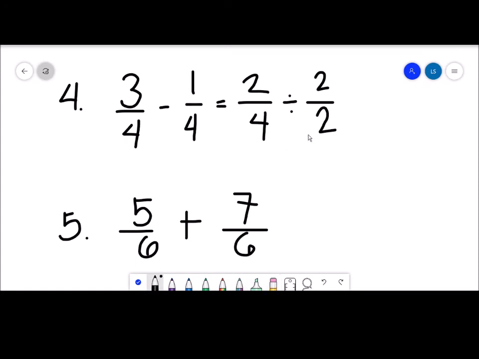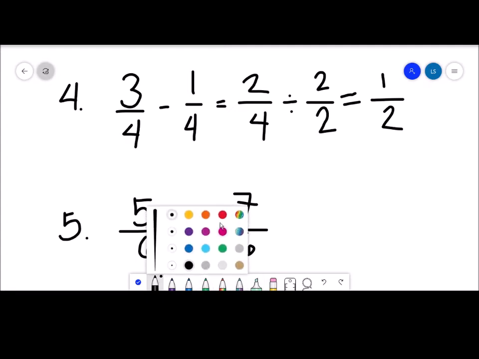Now, divide na natin. So, 2 divided by 2. 2 divided by 2 is 1. 4 divided by 2 is 2. So our final answer is 1/2.